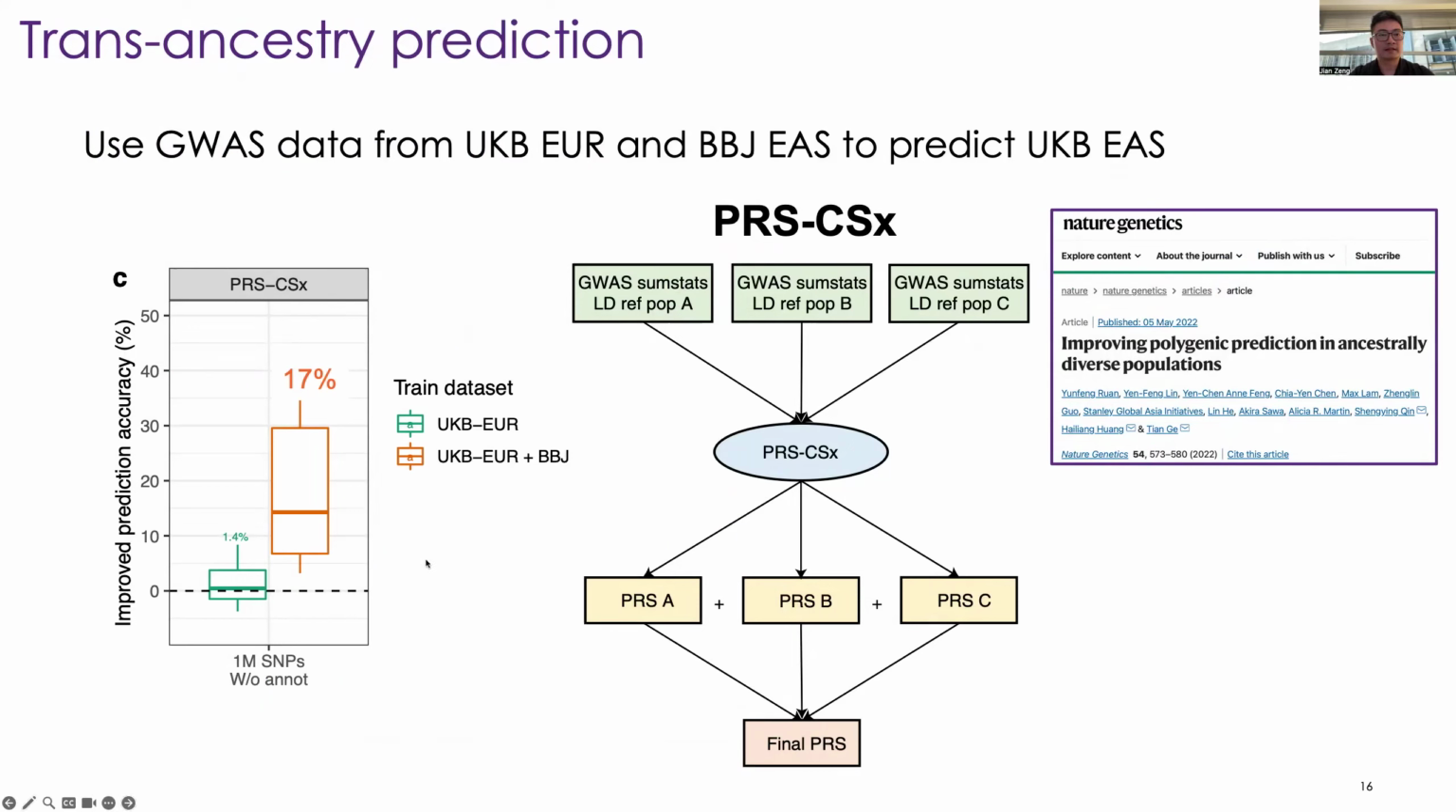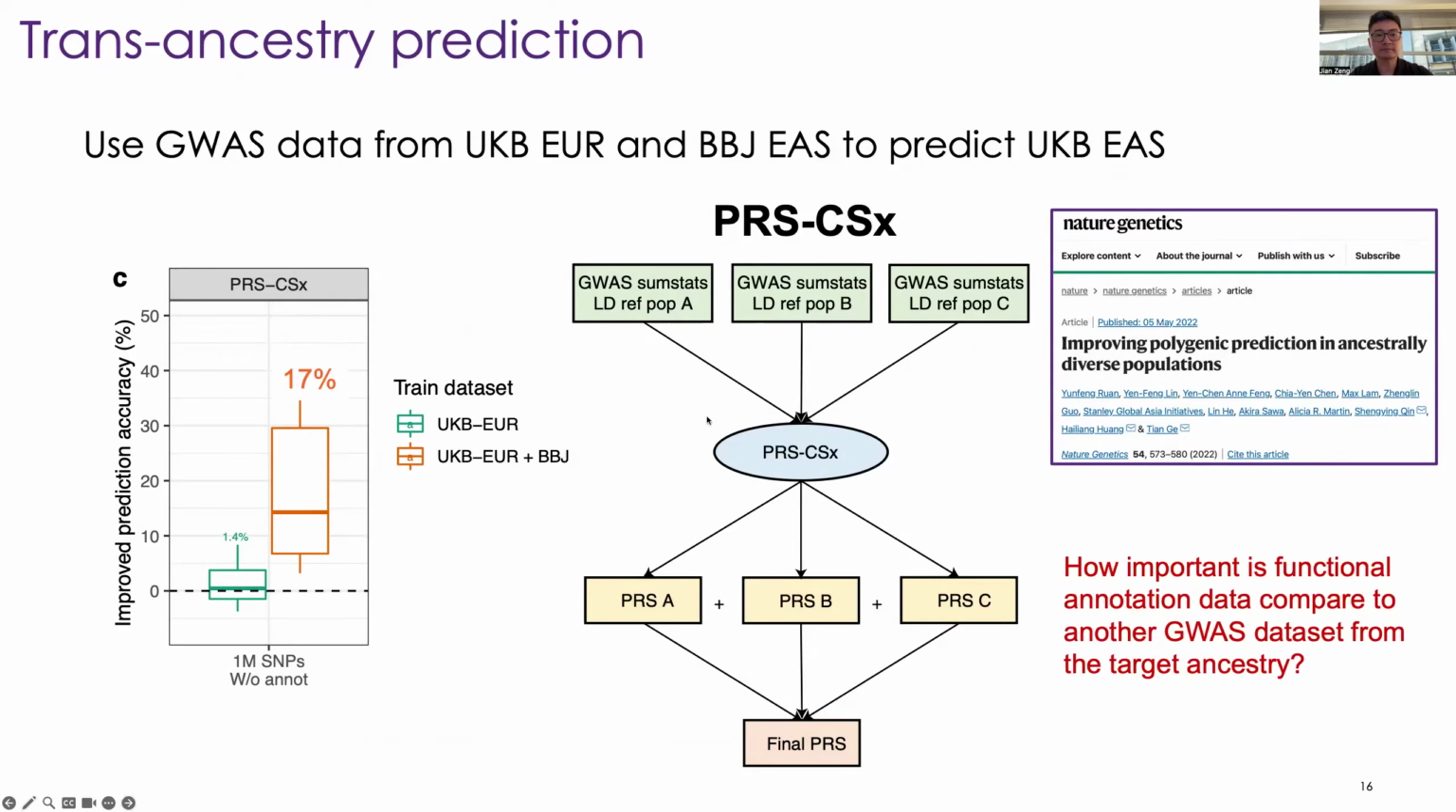So in this analysis, we are using the UKB European GWAS to predict the UKB East Asian samples, and also incorporate another GWAS dataset from Biobank Japan. When we do that with PRS-CSx, we observed about 17% improvement in prediction accuracy.